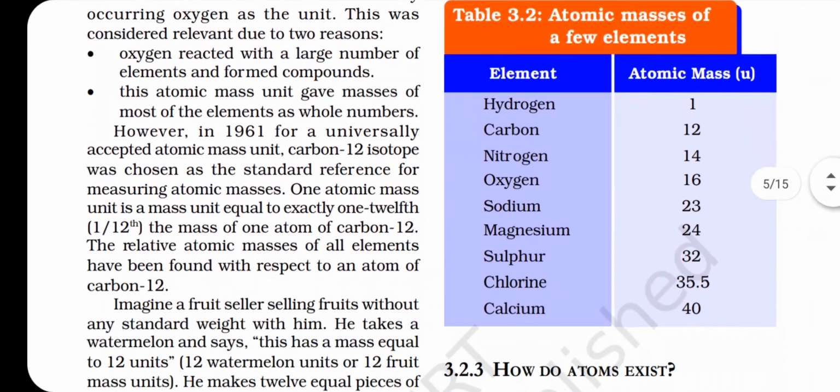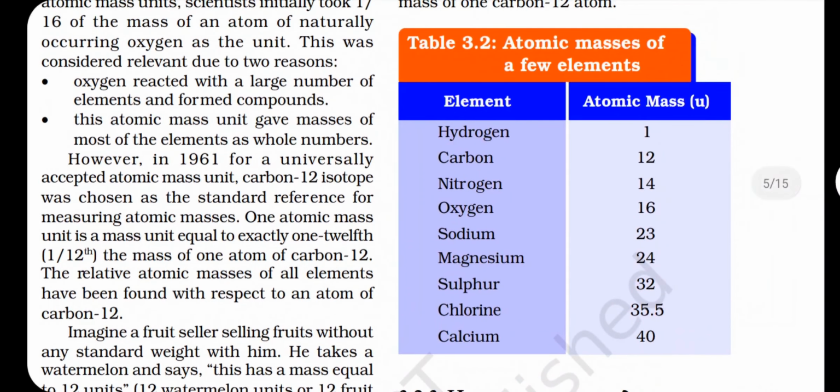So here is an example of some of the important elements with their atomic mass. Hydrogen is 1 atomic mass unit, that is 1 amu. Carbon is 12 amu, nitrogen 14, oxygen 16, just like this. So you have to remember all this.